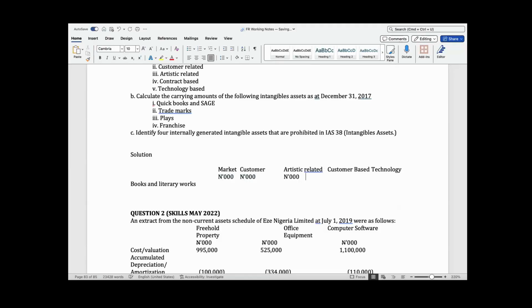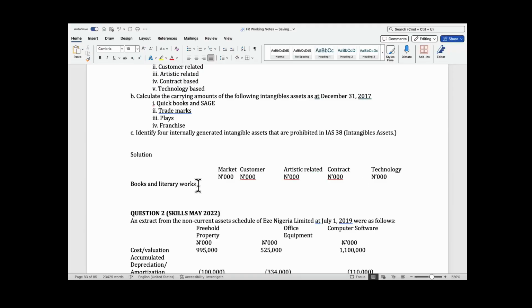Yeah, so it's just the heading I want to talk on. The customer base is contract-based, the one you put after market before the technology. It should be contract-based. Yes, thank you.